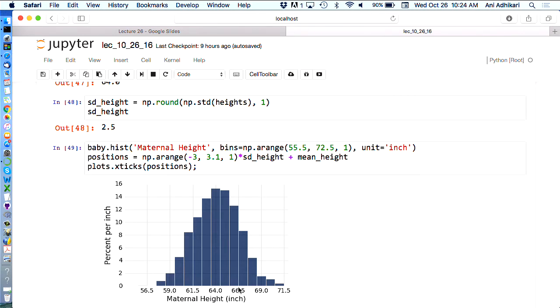And you should be able to see the point of inflection is, by eye, not so far from 66.5. Right? So the center is 64. First point of inflection is 66.5. The SD is the distance between those two. And what's the distance between those two? 2.5. That's what we got by just using NP dot standard deviation.